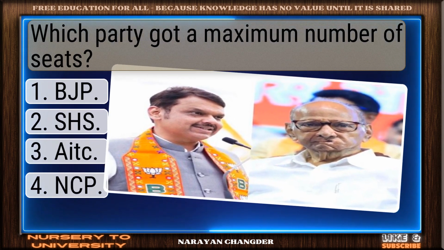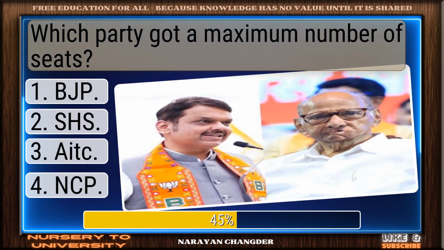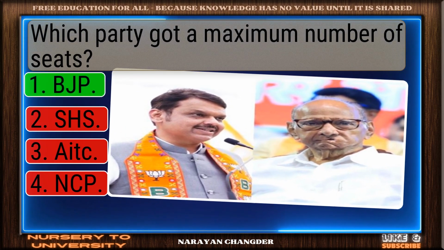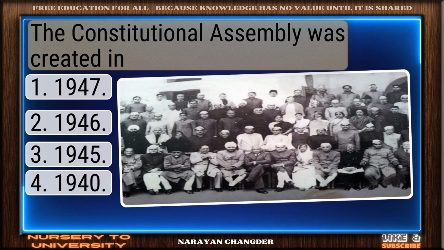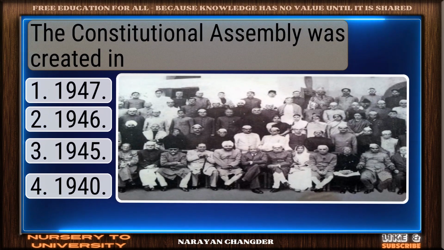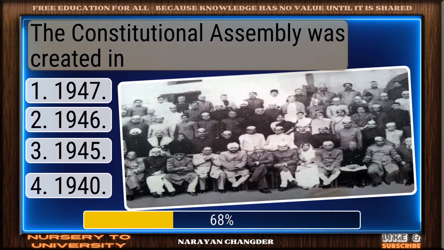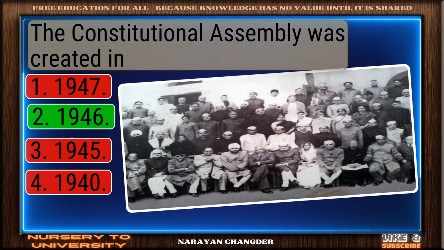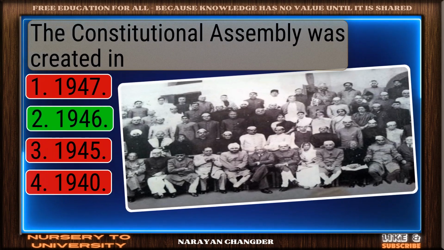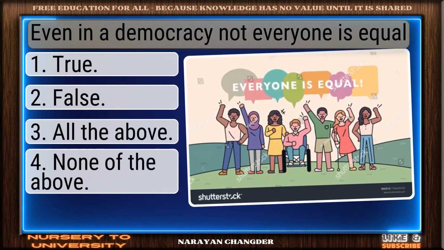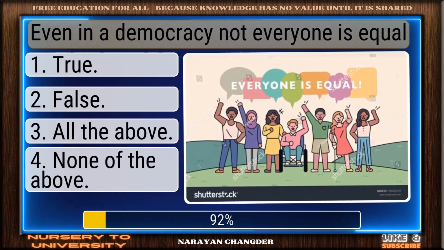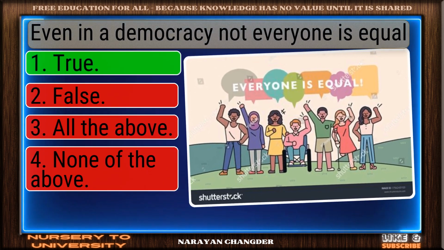Question number 155. Which party got a maximum number of seats? Exactly. BJP makes sense and it is right choice. Question number 156. The Constitutional Assembly was created in. Clear logic. Your choice 1946 is sound and 100% true. Question number 157. Even in a democracy, not everyone is equal. Valid point. True is true.